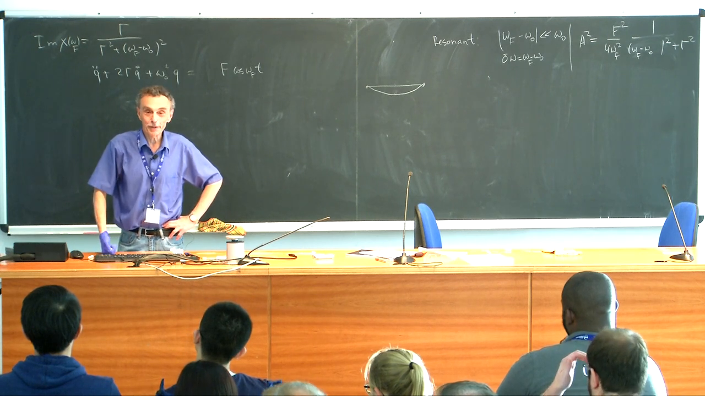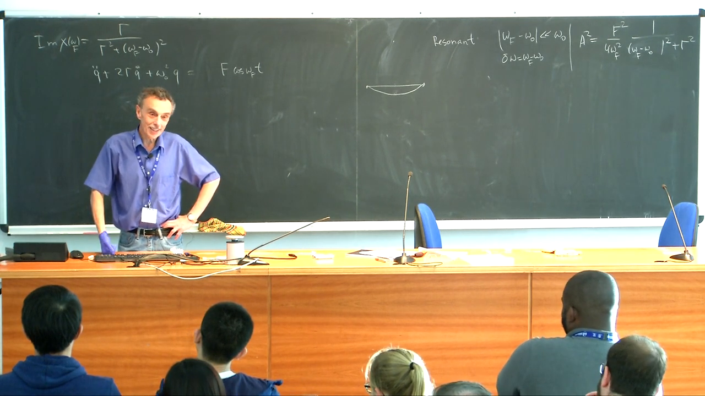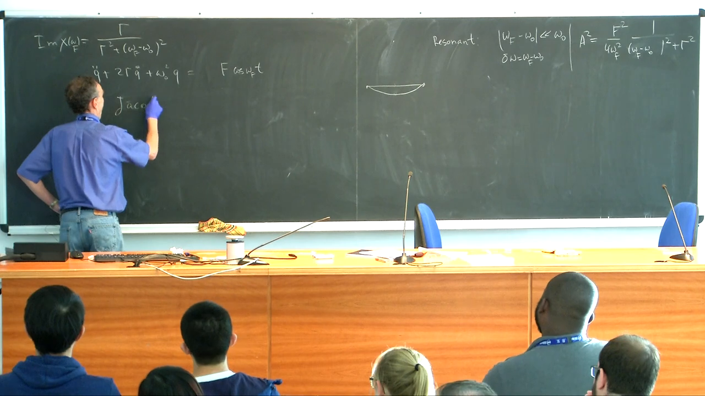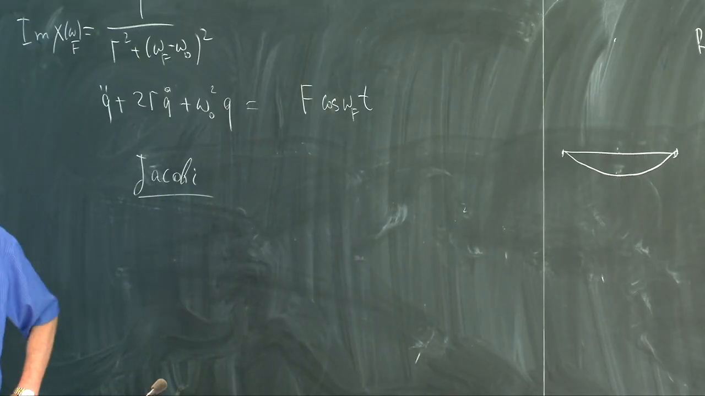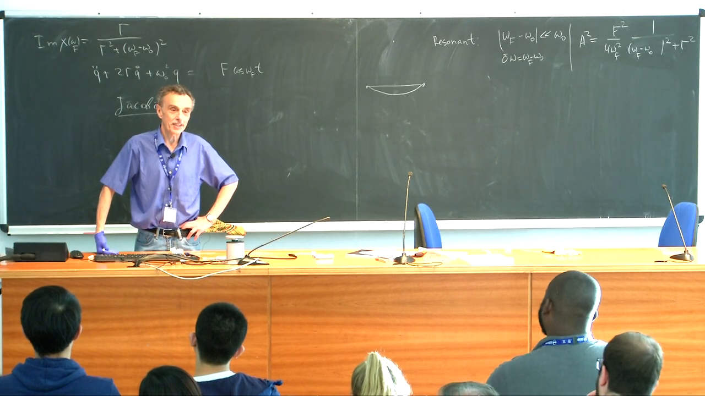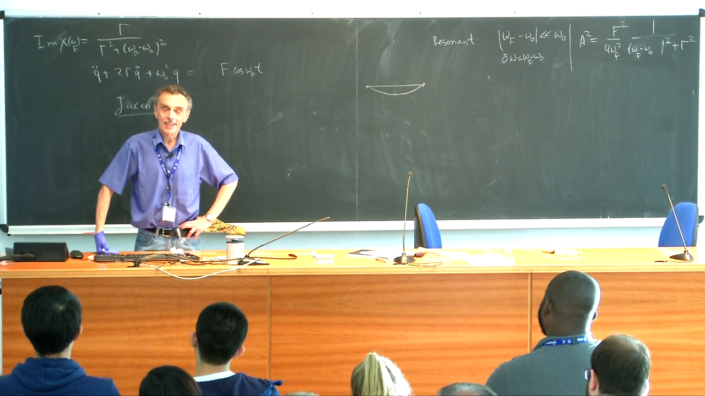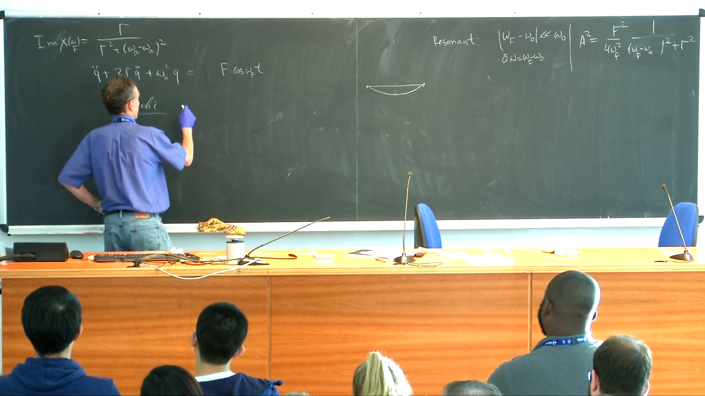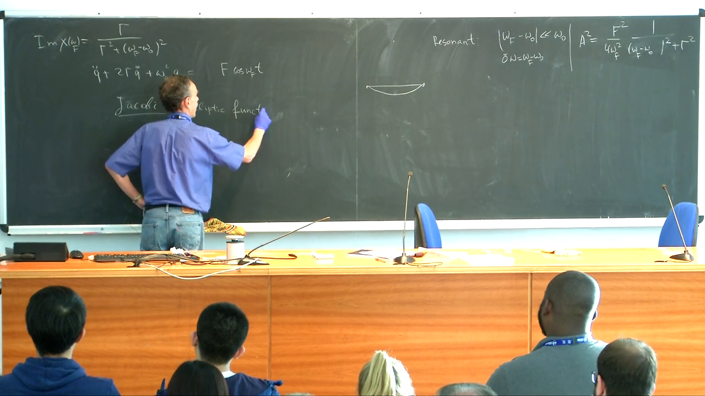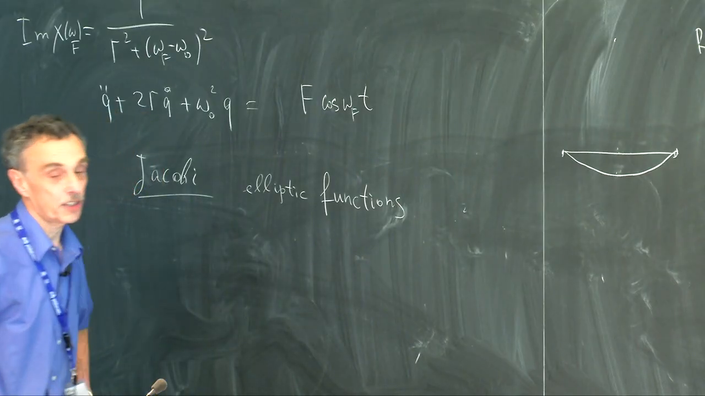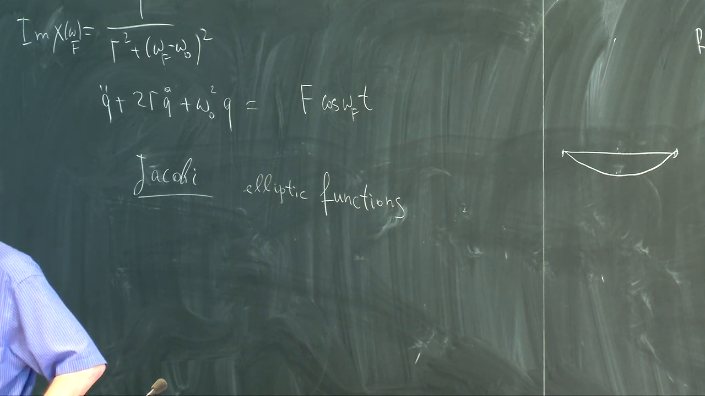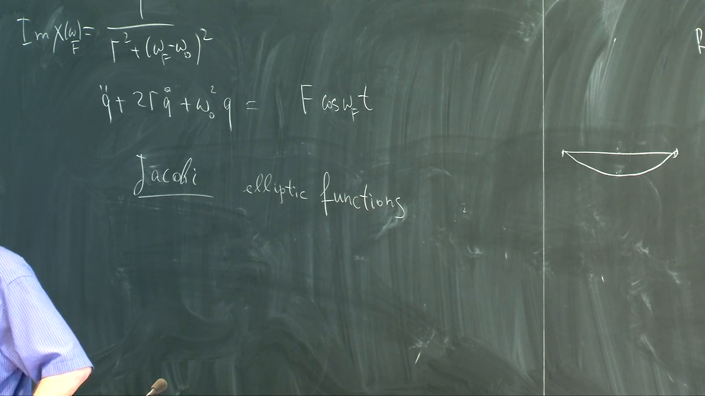It took about 250 years between Galileo's invention and Jacobi, who found a way to describe the properties of the vibrations of the pendulum and introduced Jacobi functions. These elliptic integrals and elliptic functions, which are called Jacobi elliptic functions, describe vibrations of the pendulum. So these vibrations of a pendulum are not sinusoidal in time. They depend on time in terms of Jacobi elliptic functions.